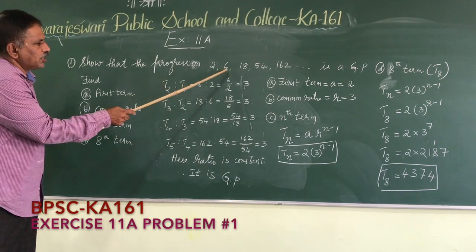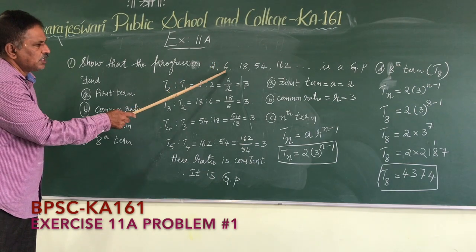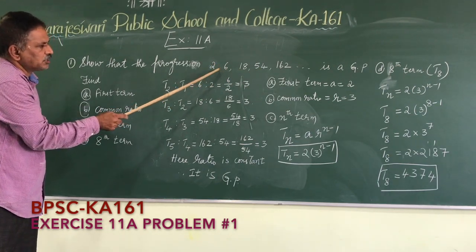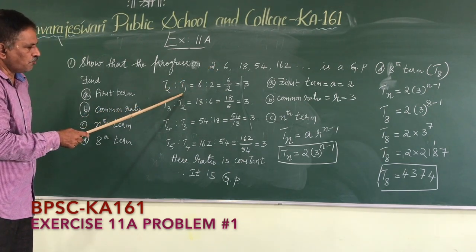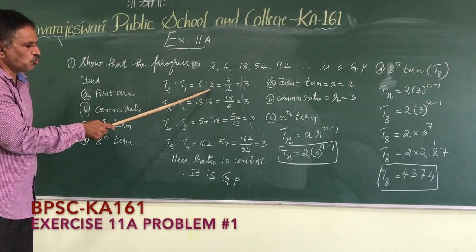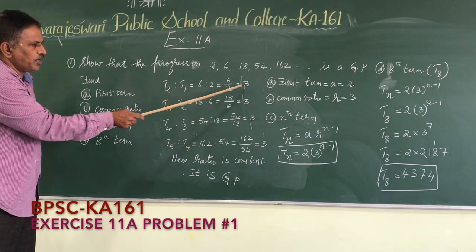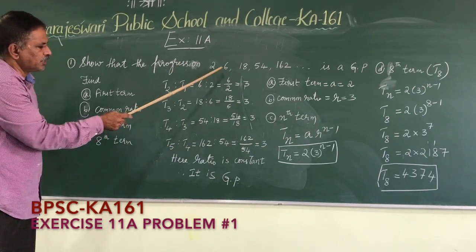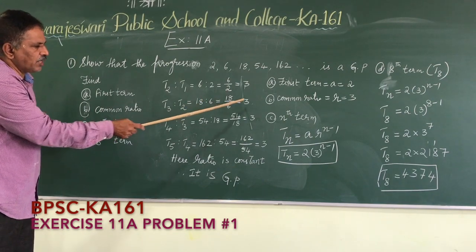First I have taken the ratio of the second term and the first term. This is the first term, second term, third, fourth, fifth. The second term to the first term, I will get 6:2. We know that a ratio can be written in the form of a fraction. 6 by 2, if I divide, I will get 3. Similarly, I have to find the ratio between the third and the second term, that is 18:6. Again, if I simplify, I will get 3.